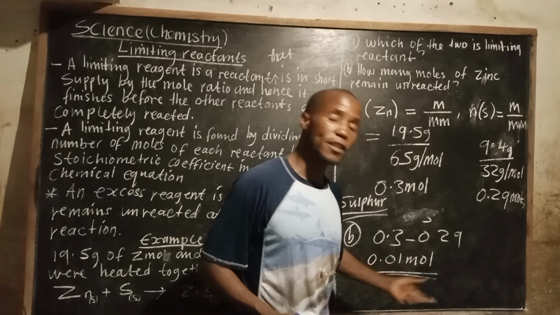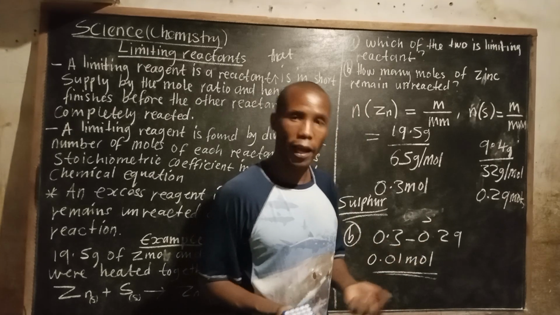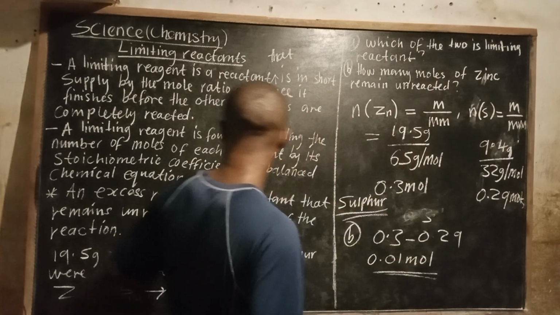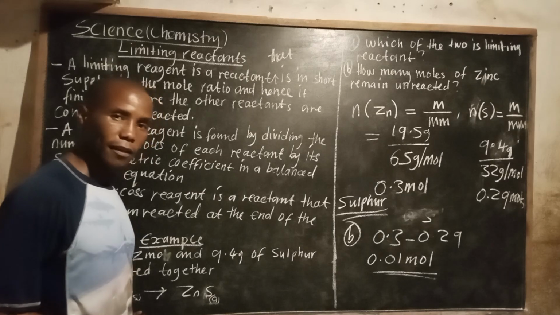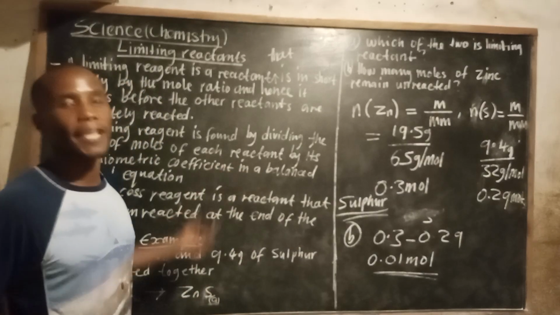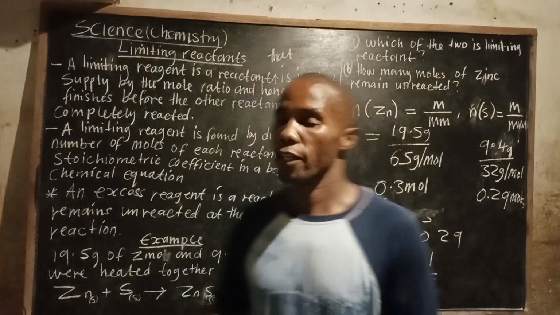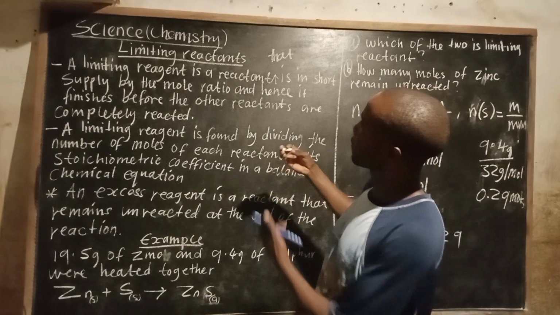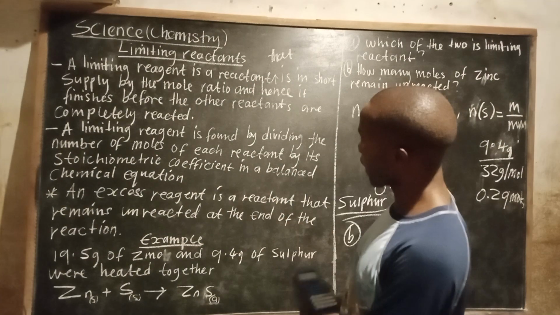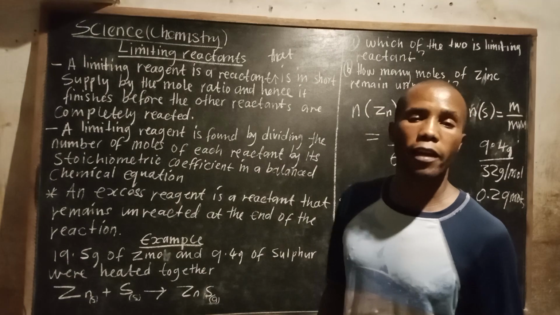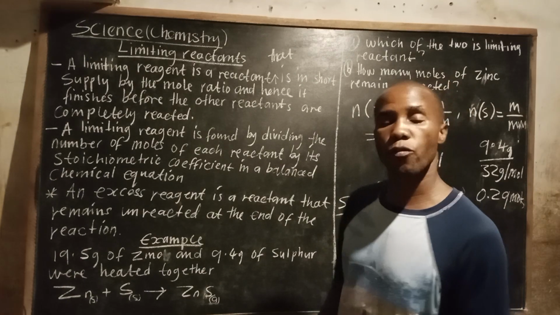So this number of moles was not reacted. Why? Because sulfur finished. Okay. And the reaction ended. So that is how we actually determine the limiting reagent, the limiting reactant, when you are given a chemical equation like the one that we have.